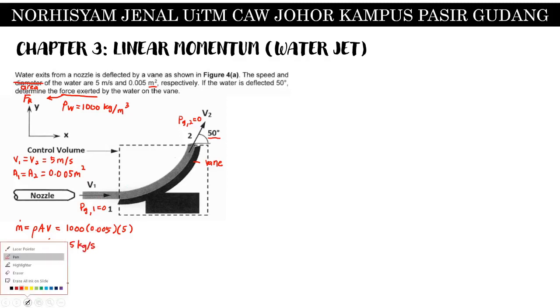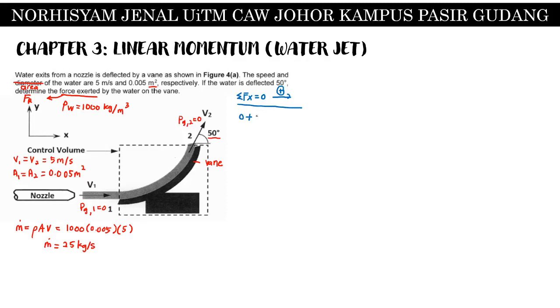Now we can start our calculation on linear momentum. First we do summation of Fx equals 0, and going to the right is positive. This is the x direction. We check P1A1. Since P is 0, P1A1 is equal to 0, plus P2A2 is also 0, plus Frx, assuming it is positive. Next we have the mass flow rate, and we check V2. V2 is going to the right with an angle of 50 degree, so we have V2 cos 50 degree, minus, again this is an operation, V1. V1 is a positive direction flow, so we have V1 over here.